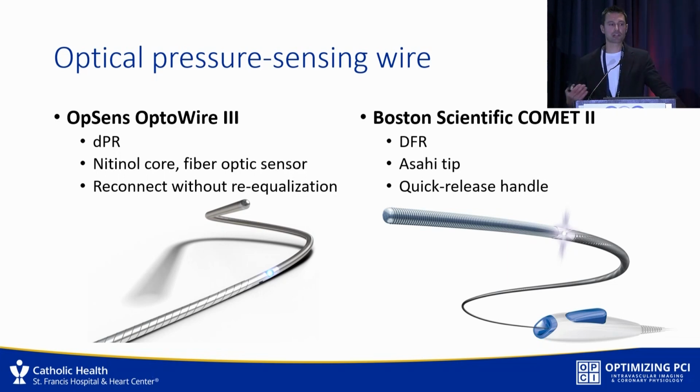Now, the optical pressure wires tend to be better at handling. They mimic more the workhorse wire. OpSens, which you see on the left, DPR is their non-hyperemic pressure ratio. It's a nitinol-based wire. Very easy if you're using it as your workhorse to reconnect throughout the procedure without the need for re-equalization. If you want to get your hands on it, in the back of the room they have a station. Then Boston Scientific has the Comet wire. DFR is their non-hyperemic pressure ratio, and it's a Sahi tip.